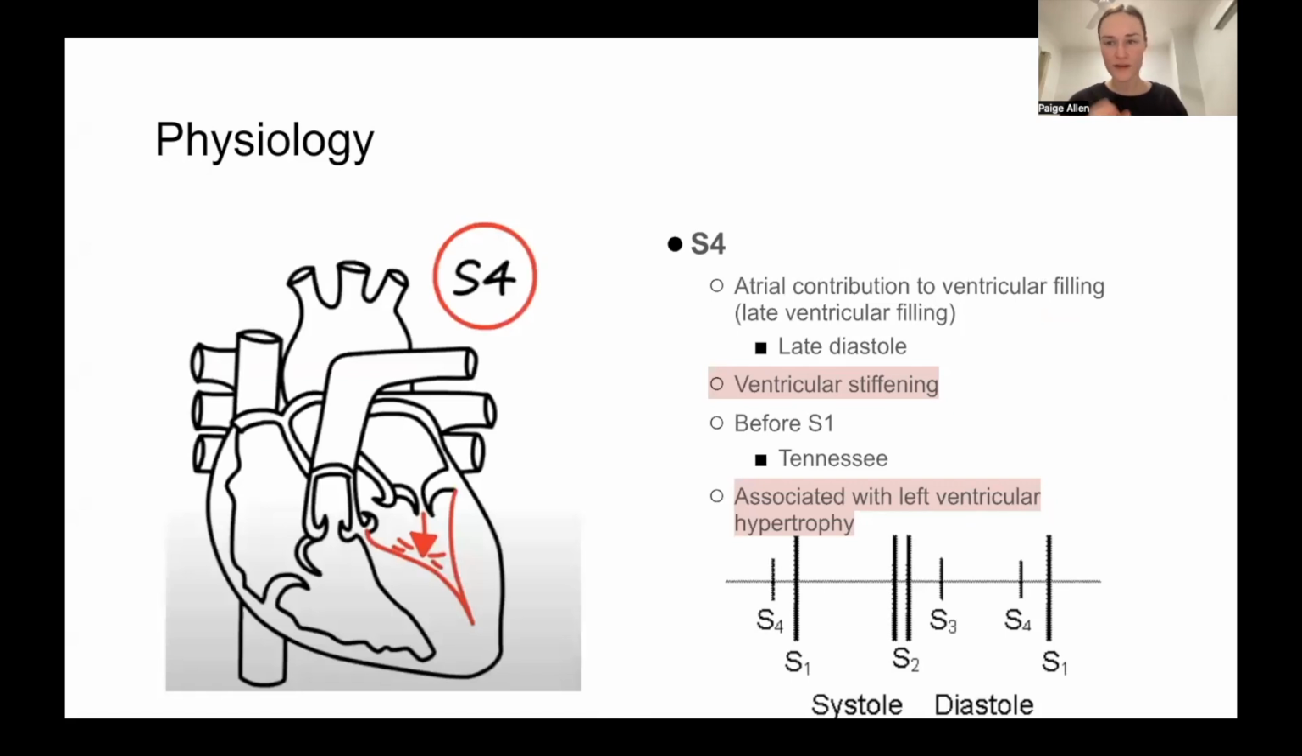Similarly S4, this is the opposite sort of situation where you have thickening and stiffening of the left ventricle, so the sound that you hear is still blood hitting the left ventricle, but now it's because the ventricle is too stiff. So this will be a late sound, so it comes before S1, and this one sounds like Tennessee, Tennessee, if you can actually hear that with the stethoscope. I don't know anyone who actually can, but we'll pretend. And then if you think about what conditions cause that enlargement and thickening of the heart wall, the most common or the most prominent one to actually give you an S4 is hypertrophy.